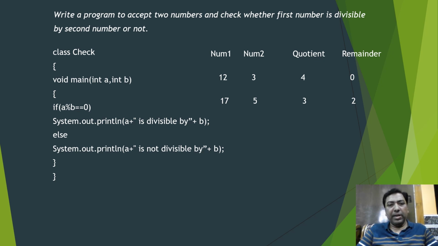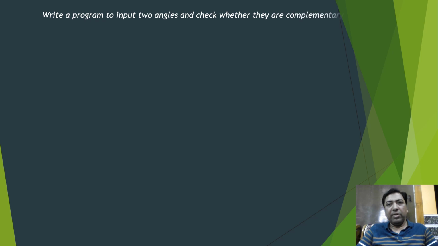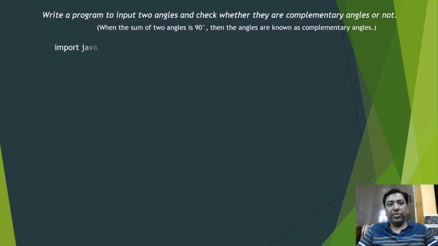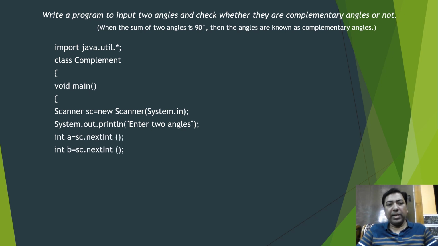Now let us see another example. Write a program to input two angles and check whether they are complementary angles or not. When the sum of two angles is 90 degrees, then the angles are known as complementary angles. So import java.util, because we are going to take input. Class complement, void main, we will create a Scanner object. Then we'll take the input of two angles. Let angle A be A and the second angle be B.